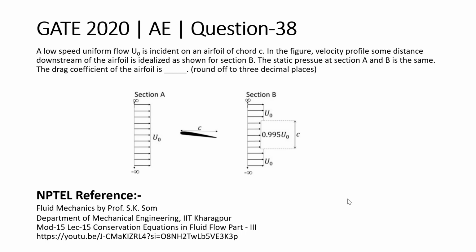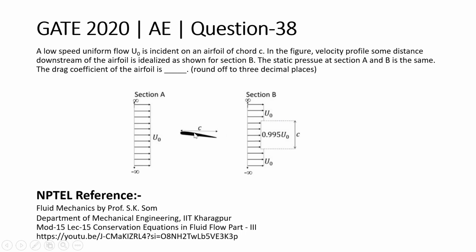I will solve Aerospace Engineering GATE 2020 question number 38. A low-speed uniform flow U0 is incident on an aerofoil of chord C. In the figure, the velocity profile downstream of the airfoil is idealized as shown in section B. The static pressure at sections A and B is the same. The drag coefficient of the aerofoil is?